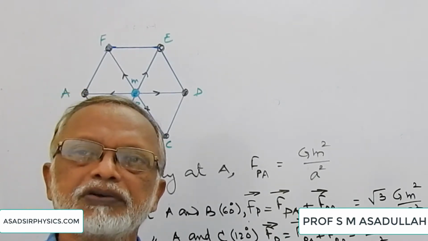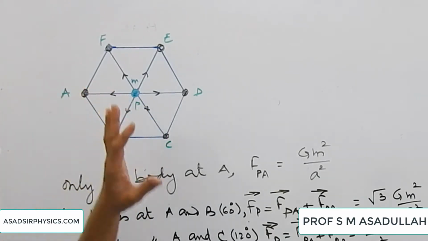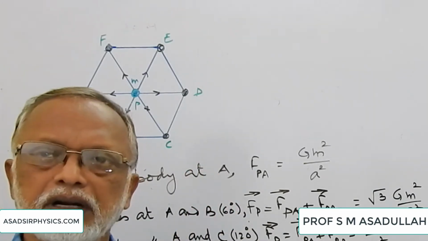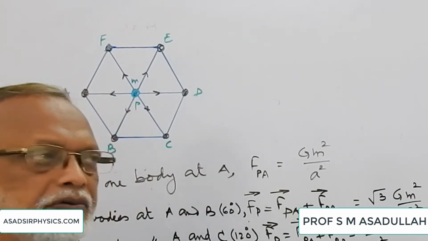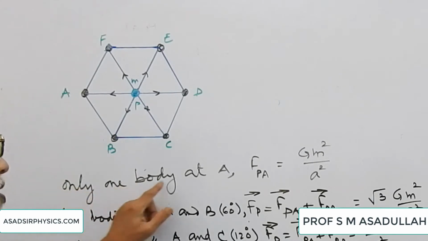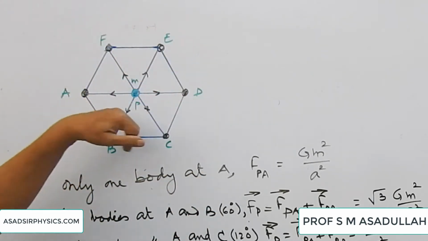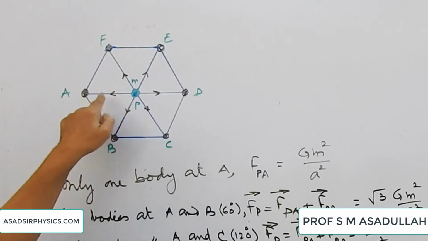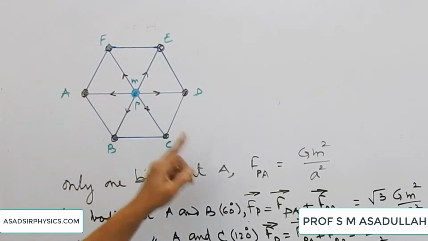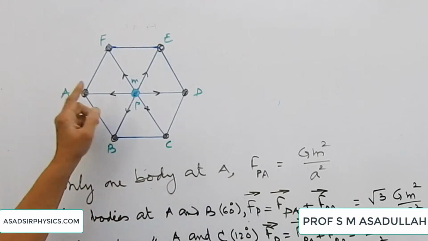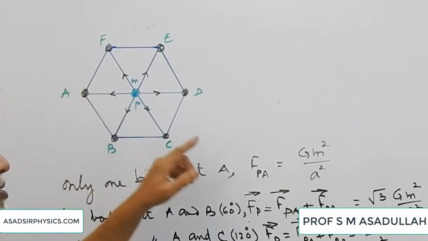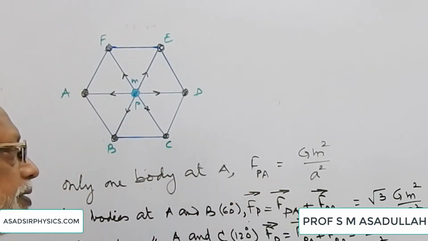First of all, let us keep only one body. Suppose I am using this one figure for all the options. For option 1, only one body is placed at A. When only one body is present, you forget that the other bodies are not present. Only one force will be there, F from P to A. This is equal to GMM by distance squared, where the distance is the length of the side, A. So it is GMM by A square.